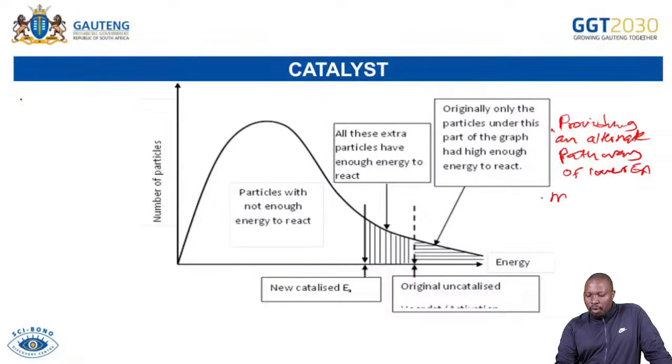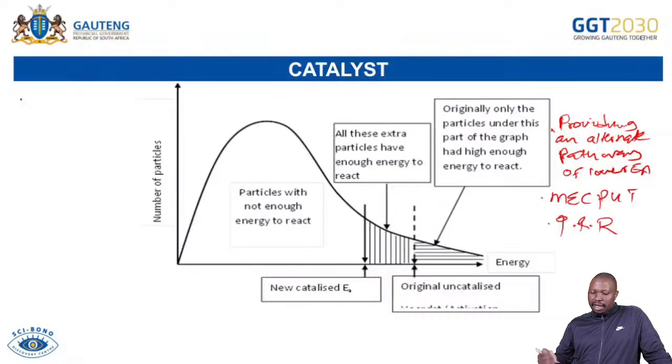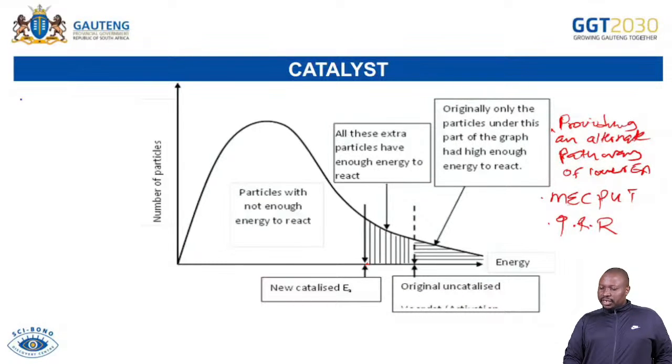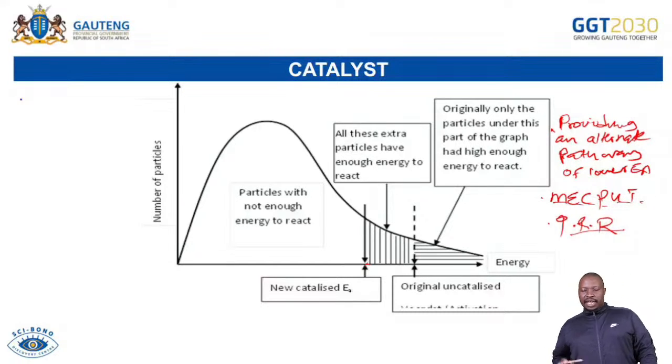Bullet number 2, more effective collision per unit time. And bullet number 3, increase in the rate of reaction. Bullet number 4, we said more effective, more particles will have energy greater or equals to the activation energy, as we did with the others. So we're saying you change the first one. Don't forget, for catalyst, we're saying you are providing an alternate pathway of lower activation energy. Then you always say more effective collision per unit time, and you increase the rate of the reaction. Hoping that will help you.